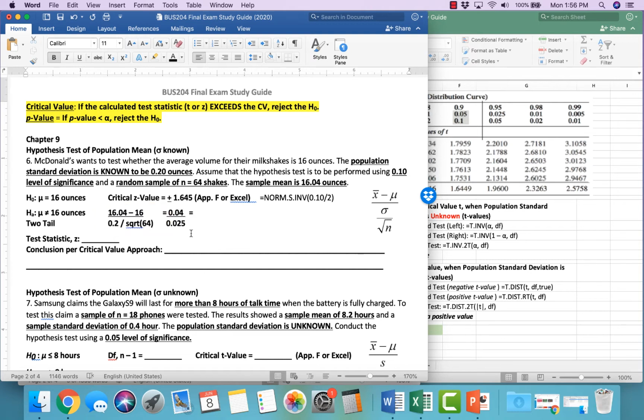I recommend solving them in parts. The sampling error at the top, when I subtract these two numbers, gives me 0.04, and when I solve for the standard error in the denominator, I get 0.025. And then I can go ahead and divide these two, and we get a test statistic of 1.60.